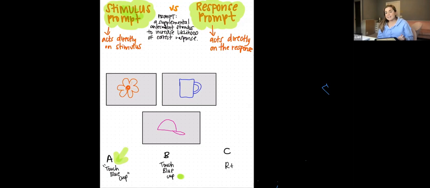Now, it could be that. Another response prompt could be if it's telling someone exactly how to respond, either by physically taking their hand, or I could have written instruction that says, touch the blue cup, right? I'm telling you exactly how to respond, right? So it could be full physical, it could be partial physical. Maybe Hannah doesn't need as much help. I could just take her elbow and she could guide it towards the blue cup.